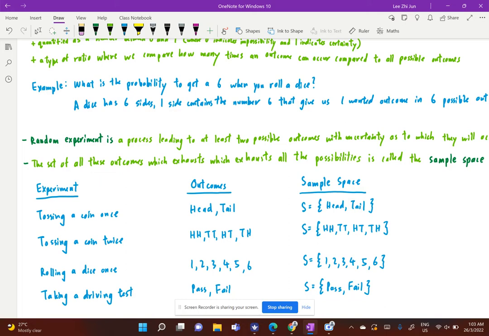If I roll a dice once, a dice will have 6 sides with numbers 1, 2, 3, 4, 5, 6. The sample space will be this. If I take a driving test, I may pass or I may fail the test. So the sample space will be S equals curly bracket, pass, comma, fail, close curly bracket.